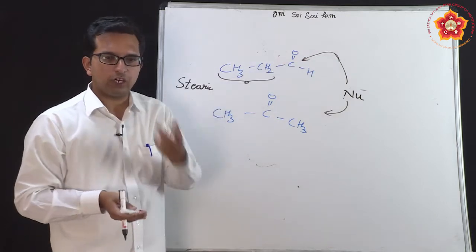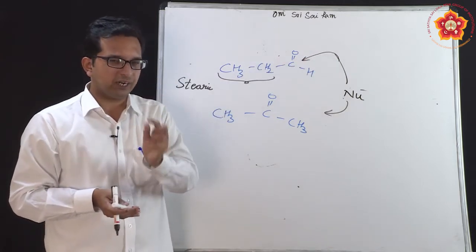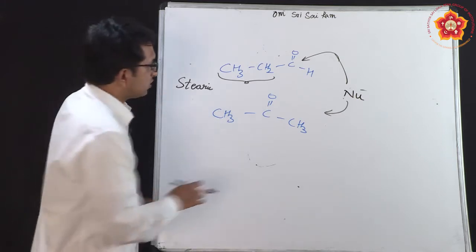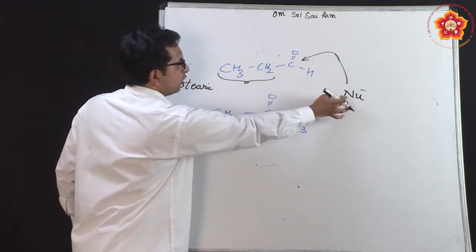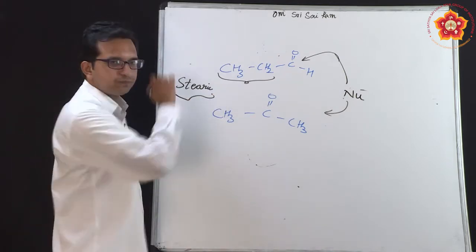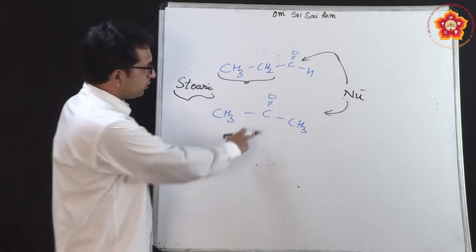We know hydrogen's atomic number is just 1, which means that the atom is pretty small. So, because of its small nature, there is sufficient area for the nucleophile to come and attack. This is what is called steric hindrance. Then what is the problem with ketone?